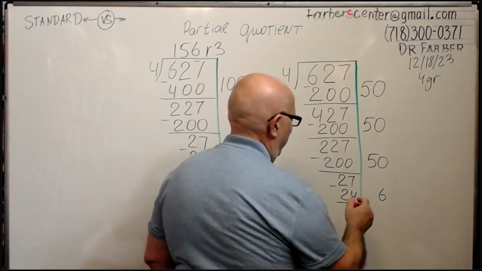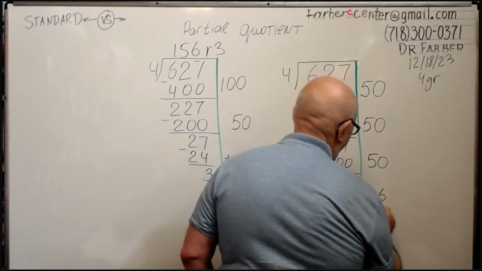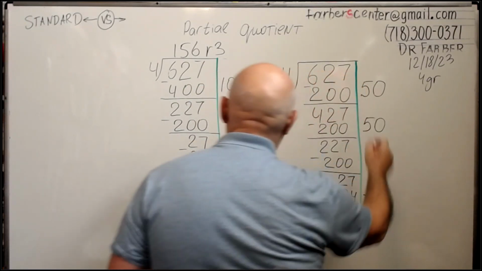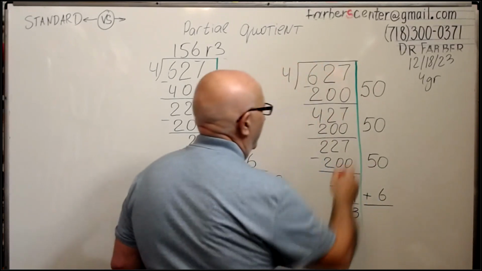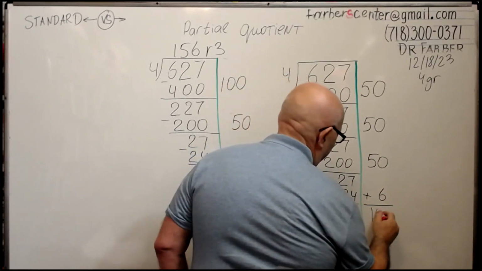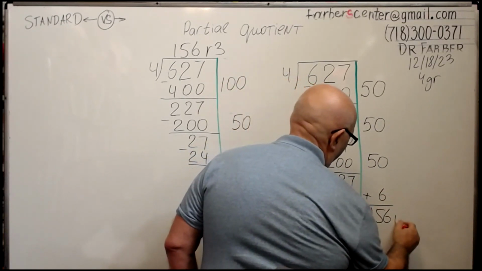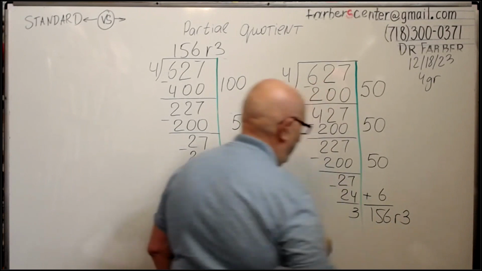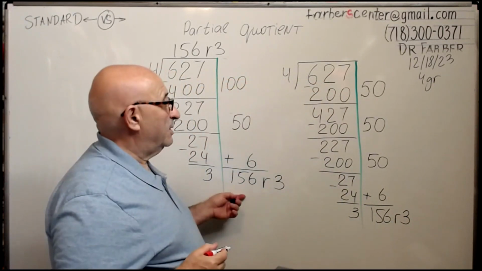Now add them up. I have to add these numbers up. 50, 50, 150, 150 plus 6, 156. Remainder 3. Did you get the same? Yes.